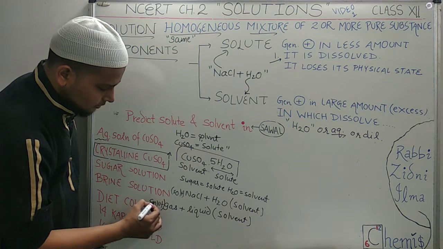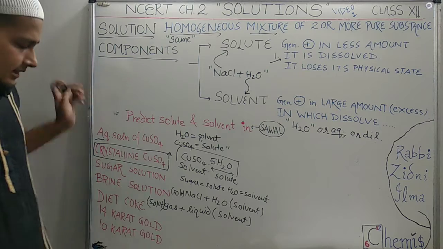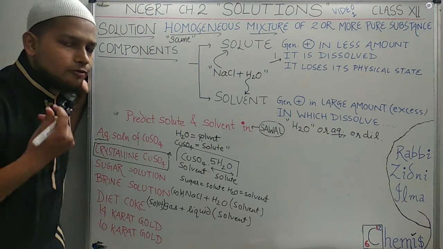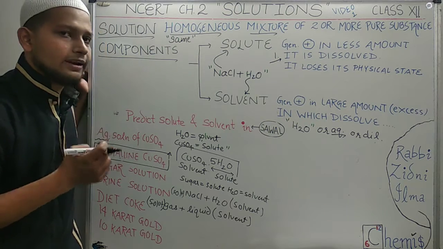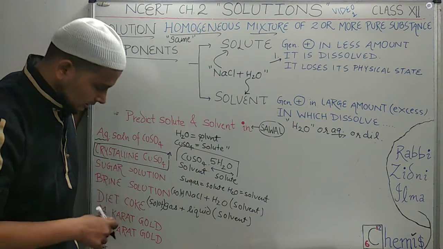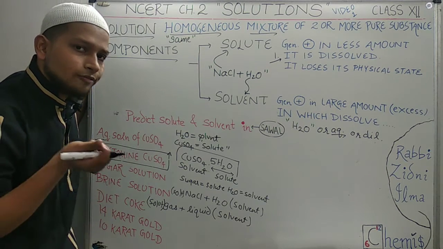Next is 14 karat gold. This one is interesting. Now gold has different standards. 24 karat means 100% or 99.9%. As the carat goes down, we will notice there will be presence of copper.